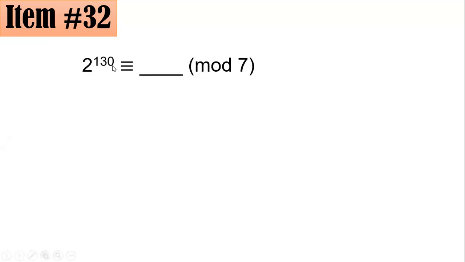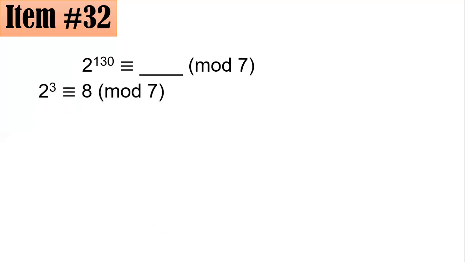This is the expression that we're looking for. 2 raised to 130 is congruent to blank mod 7. We will look for the value of the number in the blank. Since we are talking about remainder, and our divisor here is 7, our answer could either be 0, 1, 2, 3, 4, 5, or 6 only. If your answer is 7 or above, then there's something wrong because remainder should not exceed the divisor.